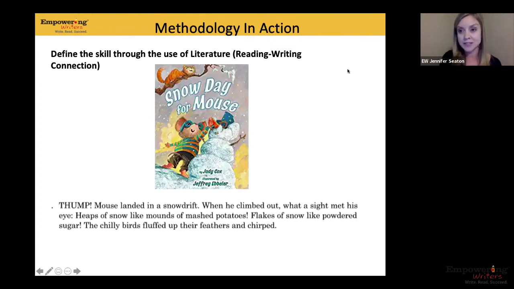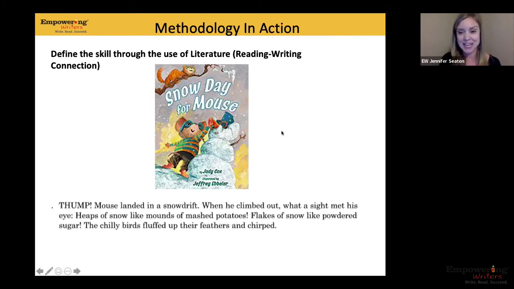So I just want to read this segment as it begins. It says, thump, mouse landed in a snowdrift. When he climbed out, what a sight met his eye. Heaps of snow like mounds of mashed potatoes, flakes of snow like powdered sugar. The chilly birds fluffed up their feathers and chirped.